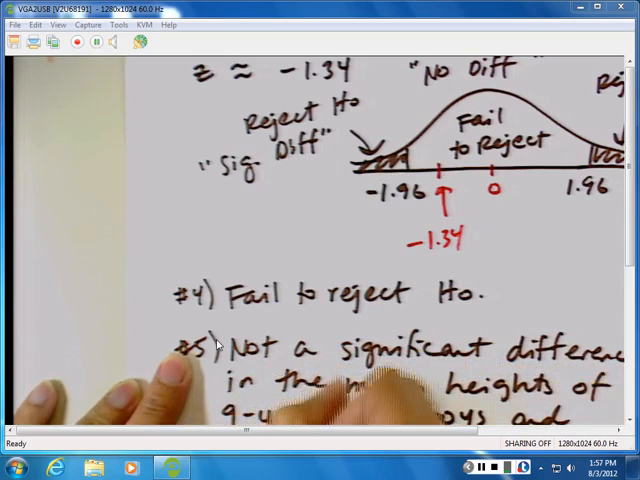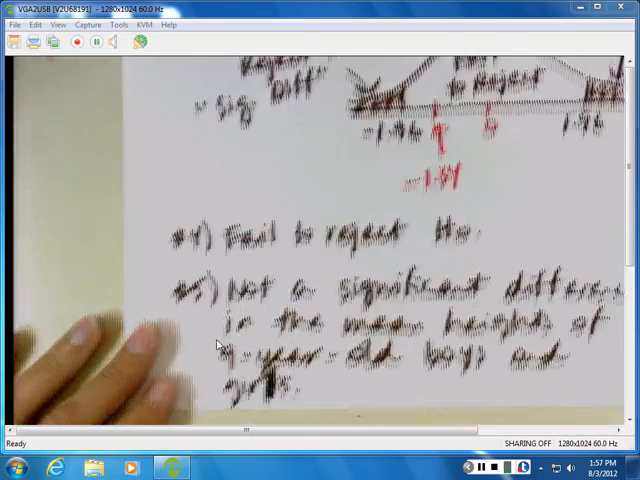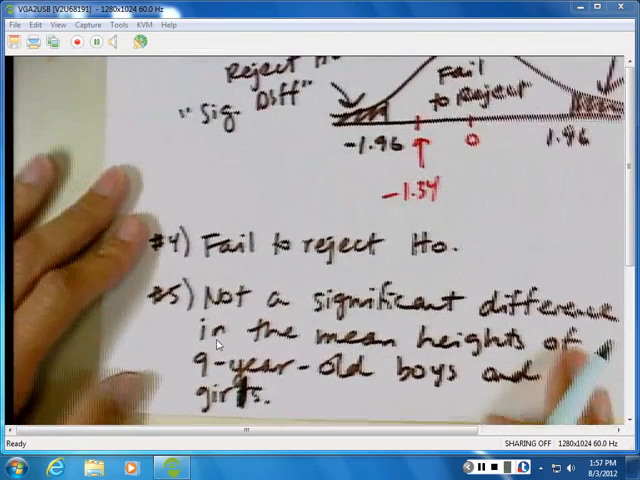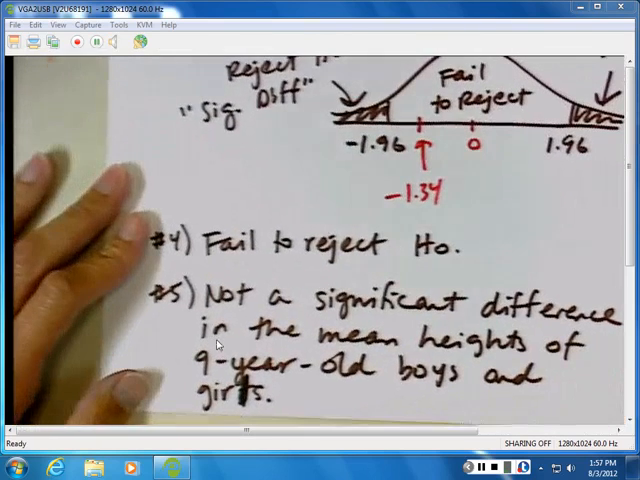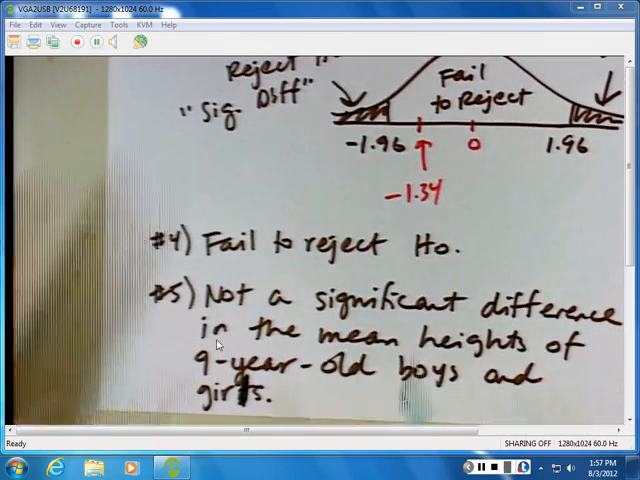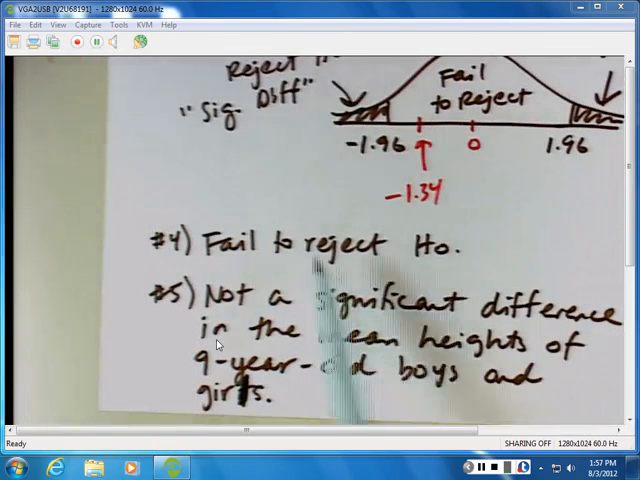Notice how I am writing a sentence and I am explaining what fail to reject means. This is a really important part of what we do in these. I want to make sure that you understand what you're doing, not just going through the motions. What does it mean to fail to reject?